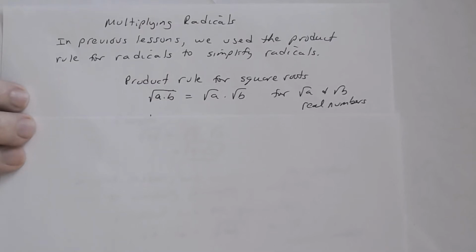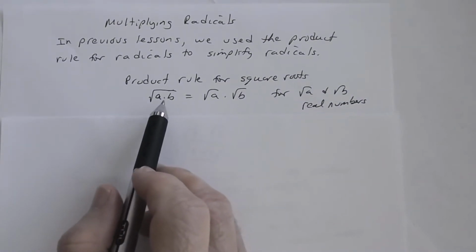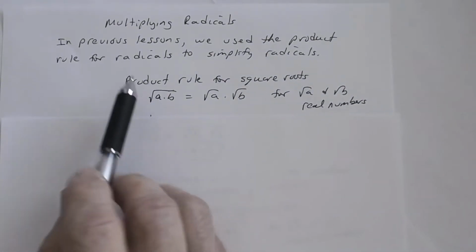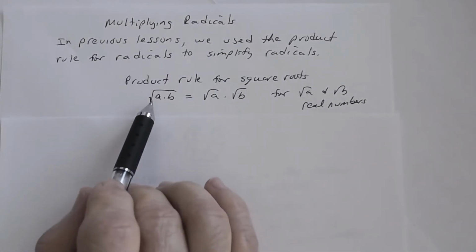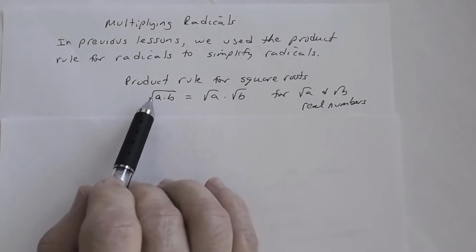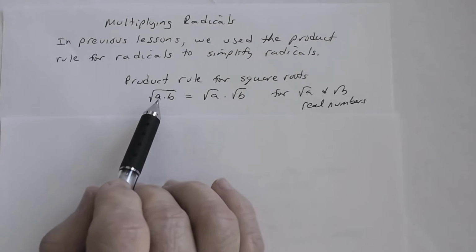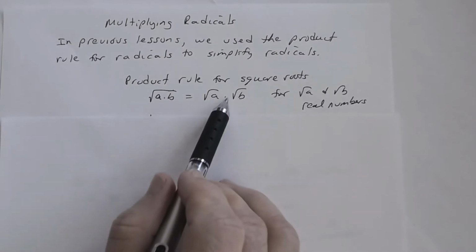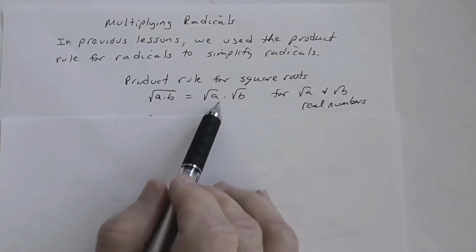In this lesson, we're going to focus on multiplying radicals, and in particular they will be square roots. In previous lessons, remember, we used the product rule for radicals to simplify radicals. The product rule says that if you have the square root of a product of two or more factors, then you can rewrite it as a product of the square root of each factor.